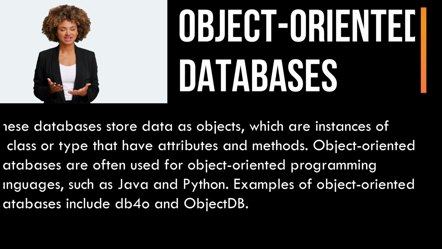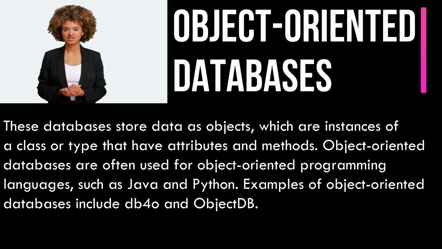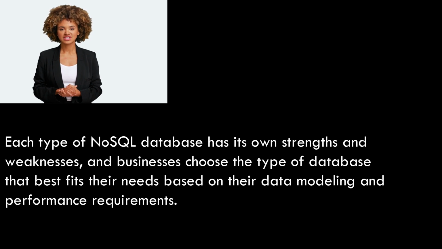5. Object-oriented databases. These databases store data as objects, which are instances of a class or type that have attributes and methods. Object-oriented databases are often used for object-oriented programming languages, such as Java and Python. Examples of object-oriented databases include DB4O and ObjectDB. Each type of NoSQL database has its own strengths and weaknesses, and businesses choose the type of database that best fits their needs based on their data modeling and performance requirements.